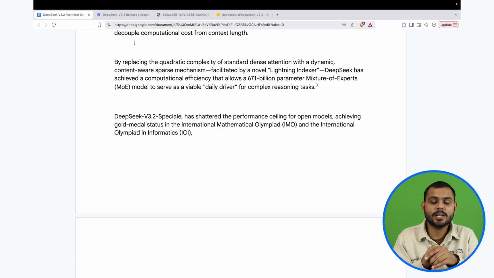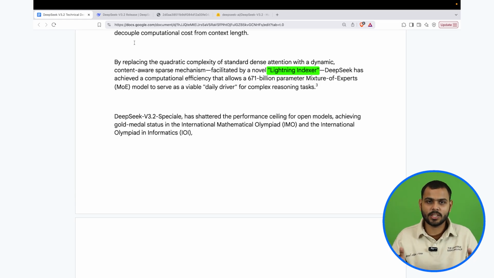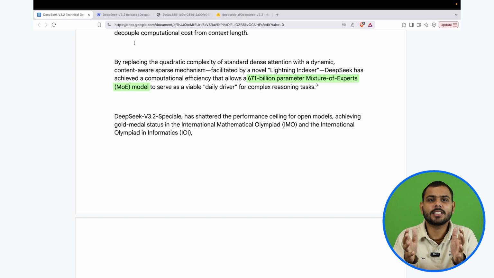So they have used something called a lightning indexer, which, rather than going through all the combinations, finds the important components and passes only those to the next phase, where the attention is applied and basically top K can be selected. This reduces the complexity many folds. And this is why the model is computationally much less expensive than other models. It is also one of the main reasons why a model of around 670 billion parameters is still beating state-of-the-art models.